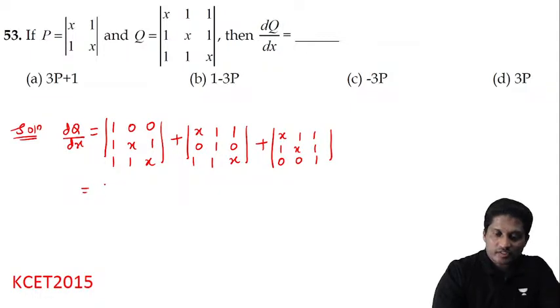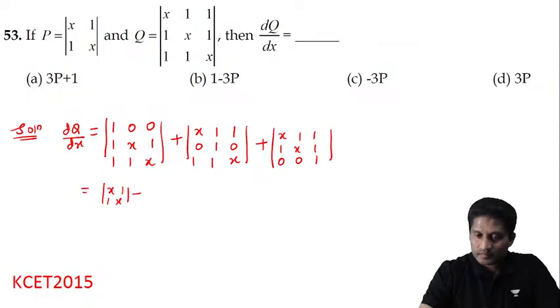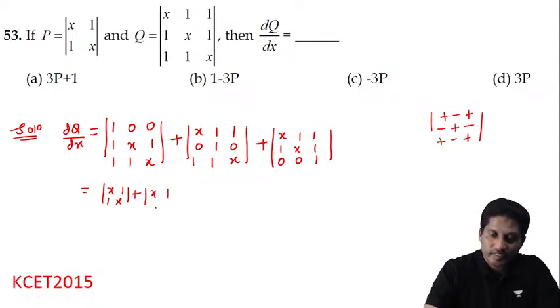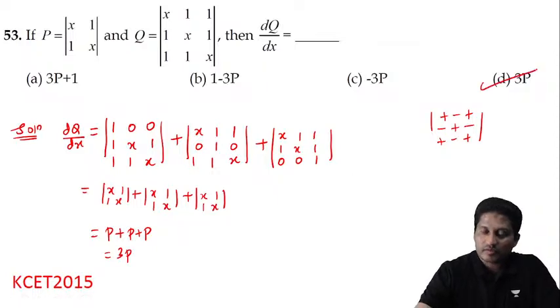If I delete the first row, first column, you get x, 1, 1, x. If I expand along the second row, delete the second row, second column, you will get the same. Then if I expand along the third row, you get the same, plus p, equal to 3. This is the option.